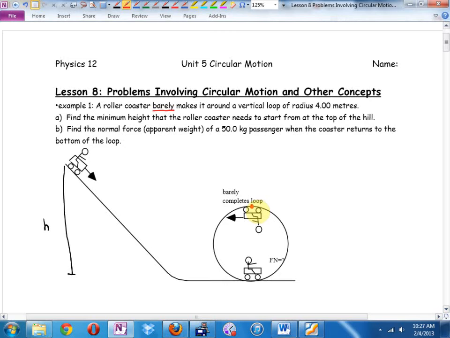So we're going to go to conservation of energy. But first, we're going to start at the top of the loop, and we're going to say to ourselves, self, what are the forces acting at the top? Get the obvious ones. What word did we underline? We'll even circle it right here.